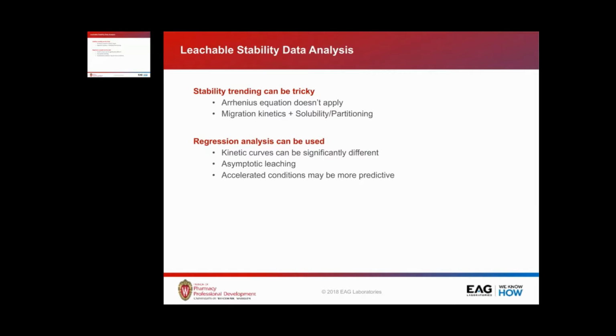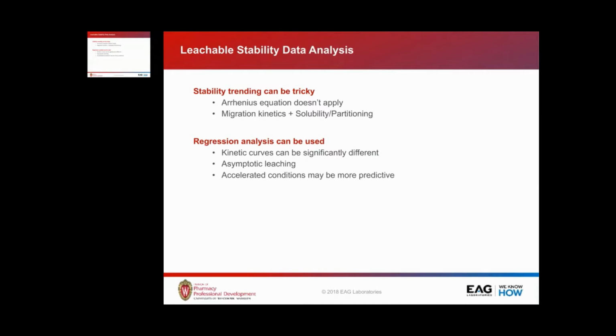The next one is, it can migrate through the bottle at a certain rate, but then it needs to be soluble or partitioned into either the head space, if there's a head space in your bottle, or directly into your drug substance. So you could have things that migrate very quickly through the bottle, but may never end up as a leachable because they're not soluble in your final drug product formulation. Or you can have the exact opposite, things that migrate very slowly, but are going to be extremely soluble in your drug product formulation. So that's why sometimes stability trending gets to be tricky.